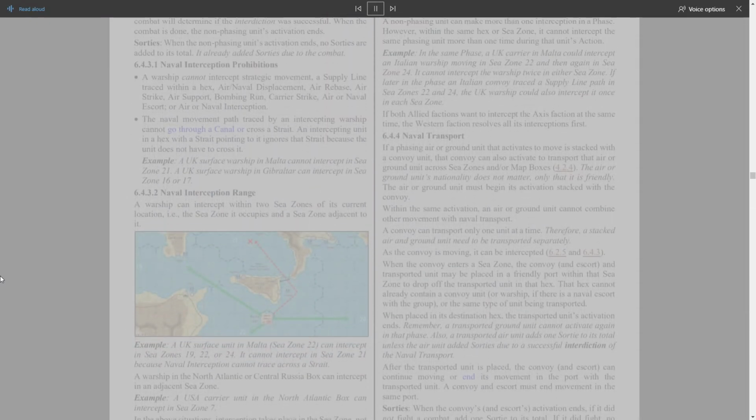The final result of the air-naval combat will determine if the interdiction was successful. When the combat is done, the non-phasing unit's activation ends. Sorties: when the non-phasing unit's activation ends, no sorties are added to its total. It already added sorties due to the combat.